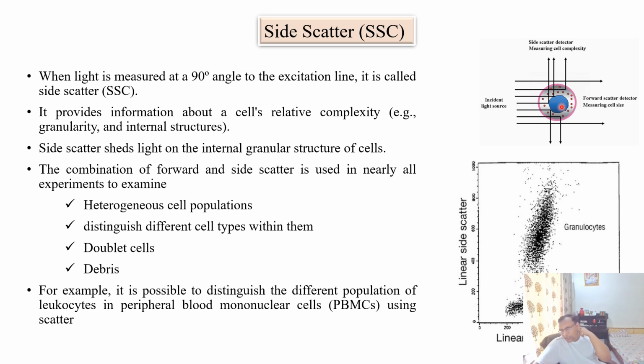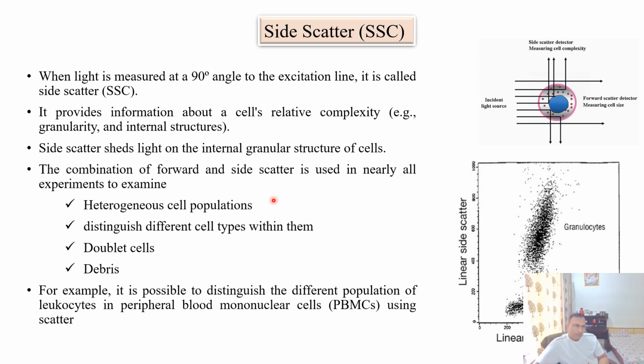So in this way, side scatter measures the granularity of a cell. Forward scatter estimates the size. Remember it: forward, size; side, granularity. So on the basis of this forward and side scatter, we select the desired cell population of our interest. For example, sperm.